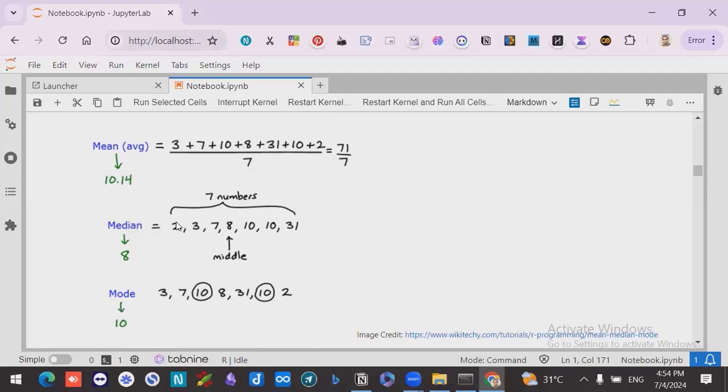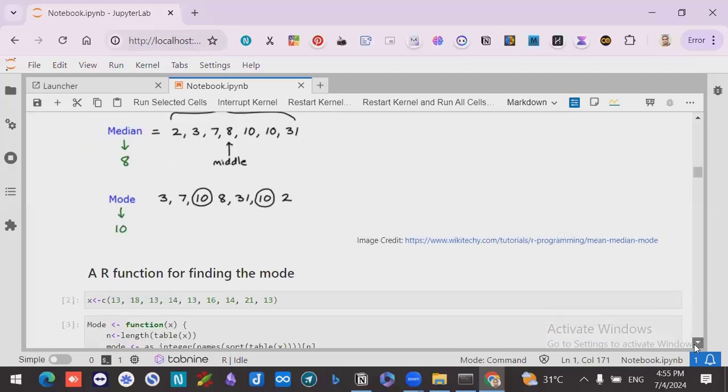Median indicates what? Here we put the values in order. Because first we made it ordered, and since these are 7 values, whichever value is in the middle, that is called the median. In this case, 8 is the middle, so that is the median. What is mode? Mode is the most often repeated value. In this case, only 10 is repeated 2 times, and the remaining are not repeated, so that is the reason we call this the mode.